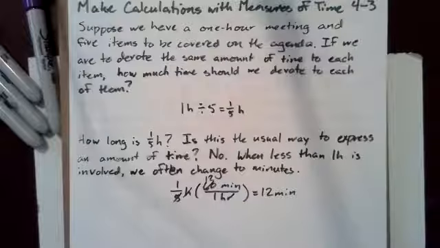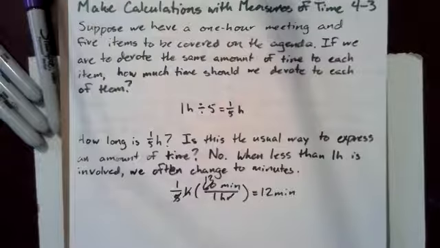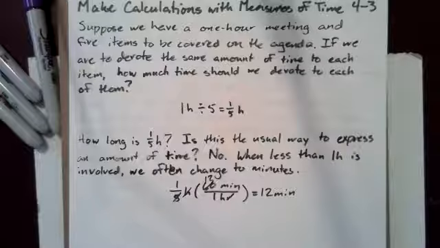In this video, we'll learn about making calculations with measures of time. Suppose we have a 1-hour meeting and 5 items to be covered on the agenda. If we are to devote the same amount of time to each item, how much time should we devote to each of them? 1 hour divided by 5 is 1/5 of an hour, but how long is 1/5 of an hour? This isn't the usual way we express an amount of time.